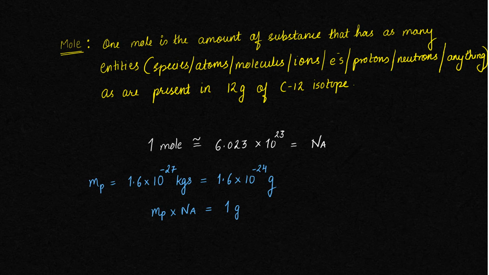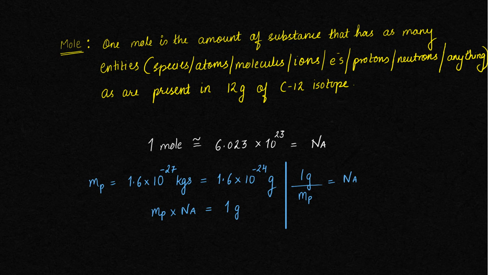Or else, alternatively, if we divide 1 gram with the mass of a proton, then we are going to get the Avogadro number. And hence, the concept of mole has been initiated to pin down a number which represents the number of protons present in 1 gram.